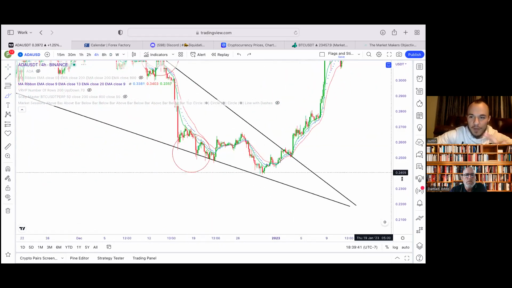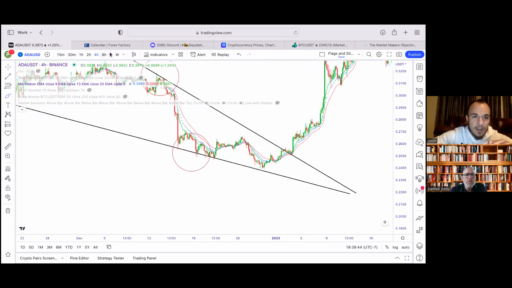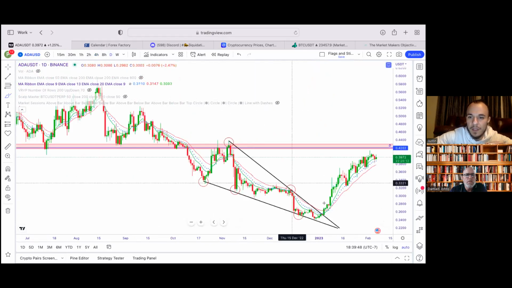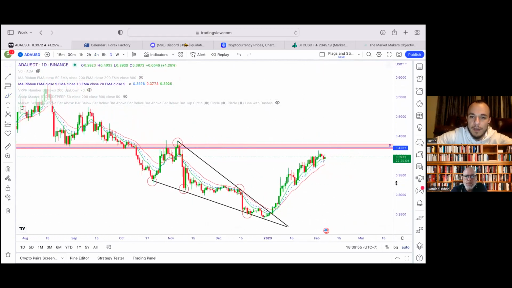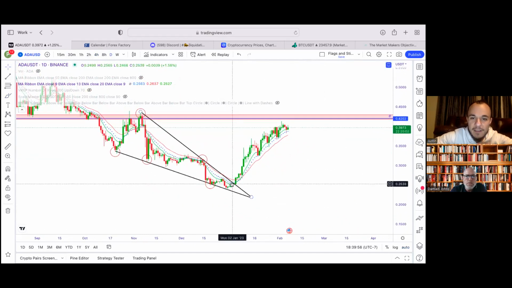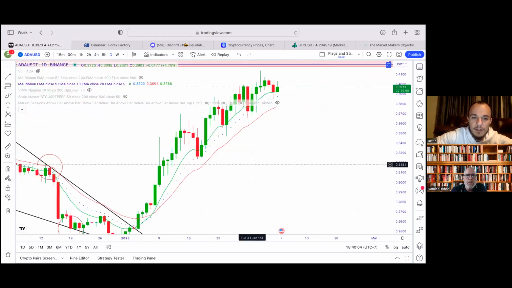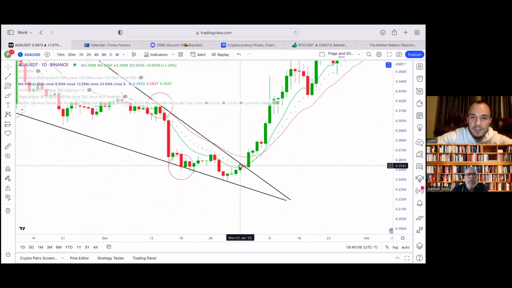But when I see these, I'm waiting for price to break outside of the wedge to the upside, when that 13 EMA is crossing over that wedge as well. So you can see right here when price broke above the wedge, it also broke above this 13 EMA right here.